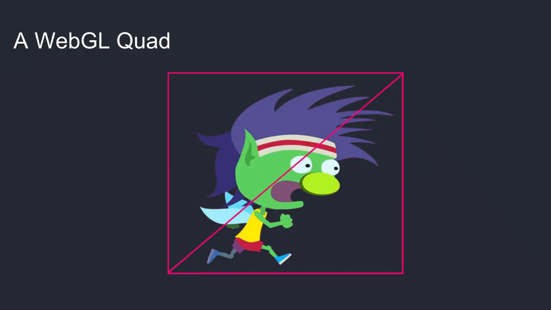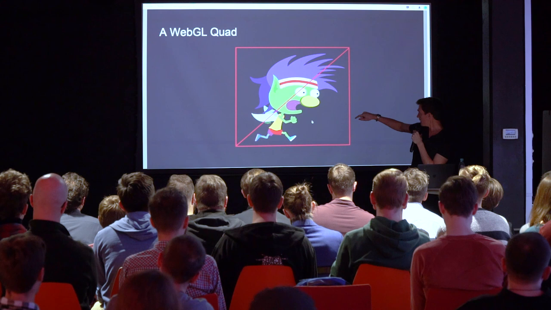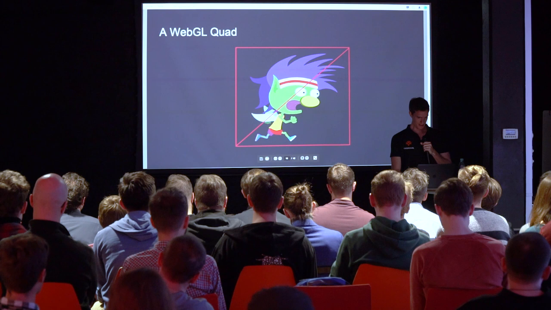The first thing you need to know is that when you render a texture in WebGL, it doesn't render images, it renders triangles like this. So we render two triangles, which we call a quad, and then the renderer puts the quads on the screen, and then the shader basically fills it in with the correct pixels. That's top-level WebGL.